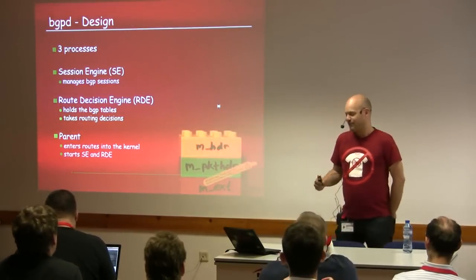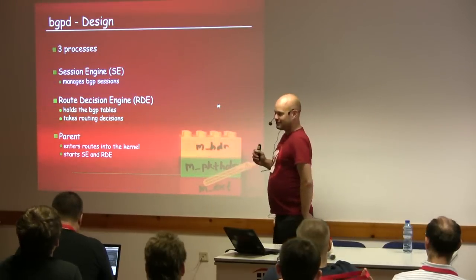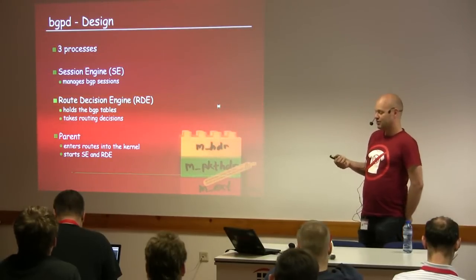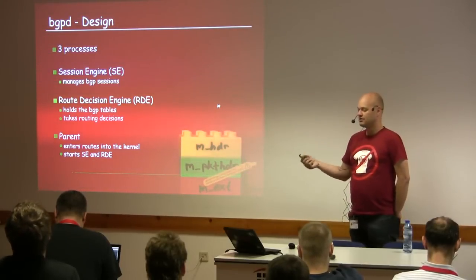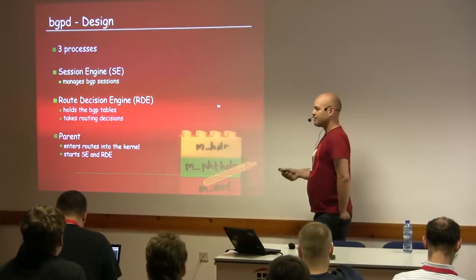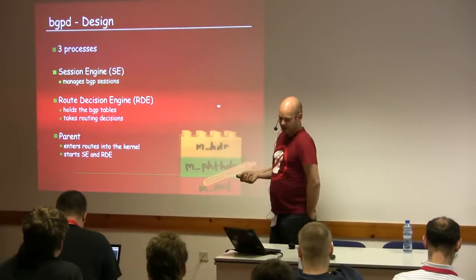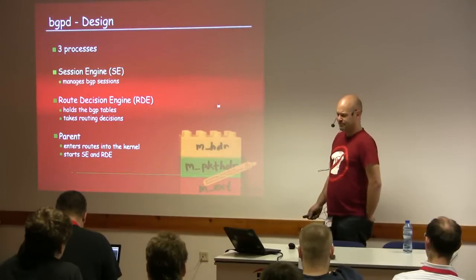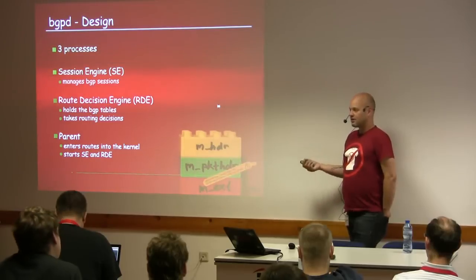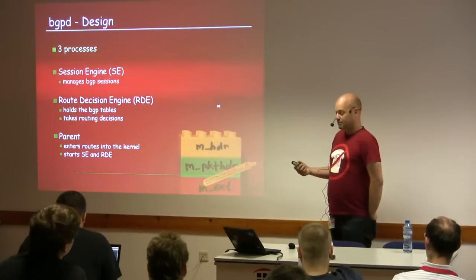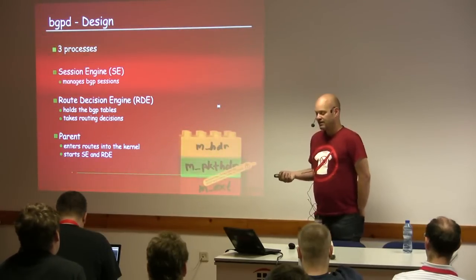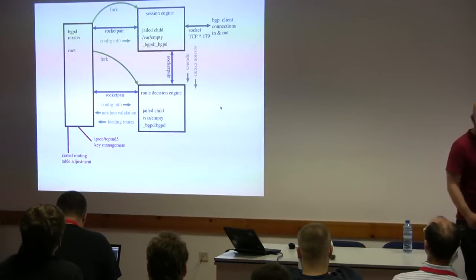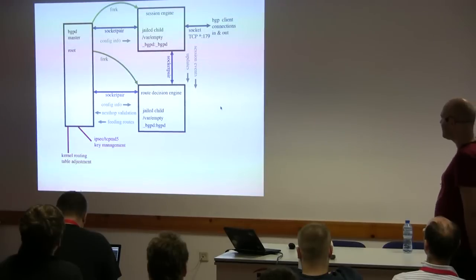So, BGP design. I did not want to go for threads, surprisingly. So we went for 3 processes. One, I named the session engine, which is just responsible for dealing with the TCP connections to the other BGP speakers. It does not itself in any way deal with routing information. It does not even parse that part. It just passes that on to the route decision engine, which deals with all the routing. That's also the point where the decision which route to a given destination is best is taken. And there's a parent process that talks to the kernel and starts the session engine and the RDE. So that's the basic design. Slightly more complicated than that, but that's the basic design.